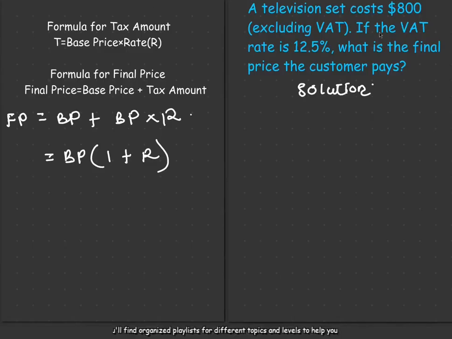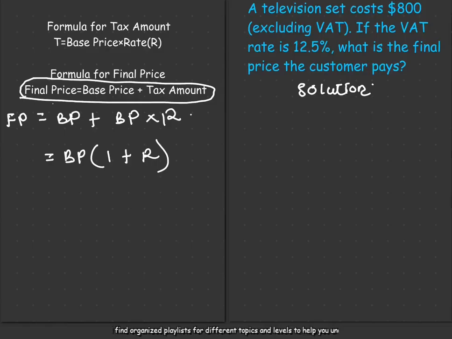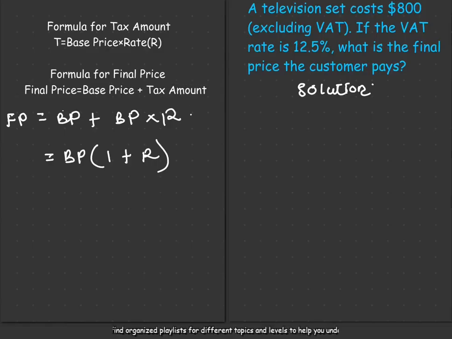So from our previous lesson, we learned what the final price is. If we want the final price, that is after the tax was added to the original price, that is our base price plus the tax amount. And that simply means we first of all need to find our tax amount. So what then is our tax amount? We said the tax amount is the base price times the rate.